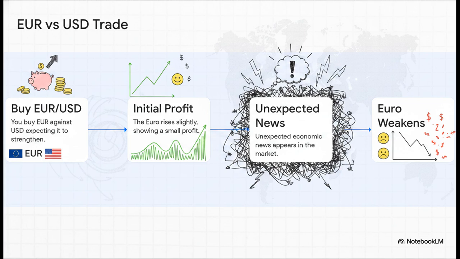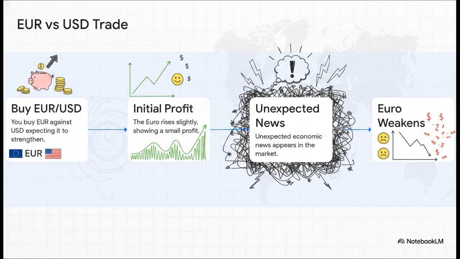Section 3, a real-world example. Let's see how this actually plays out. Imagine you're sitting at your desk and you're making a trade on the euro versus the US dollar. Step 1, you buy the euro against the dollar because your analysis strongly suggests the euro is going to strengthen. Cool. Moving to step 2, everything is going exactly to plan. The euro rises slightly and your screen shows a nice little profit. You're probably feeling pretty confident, right?